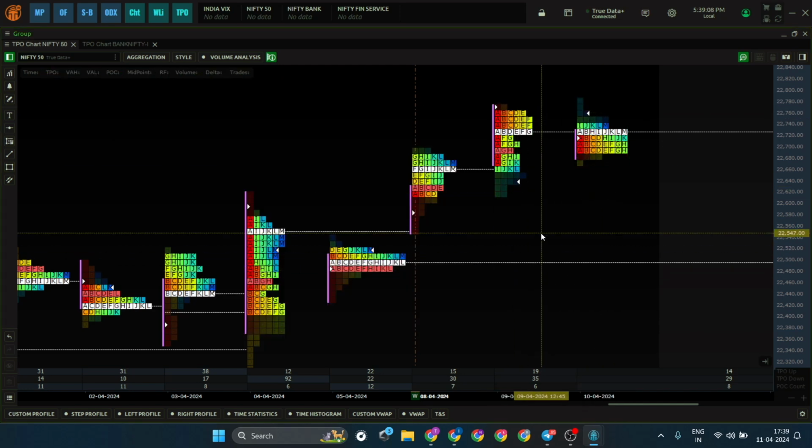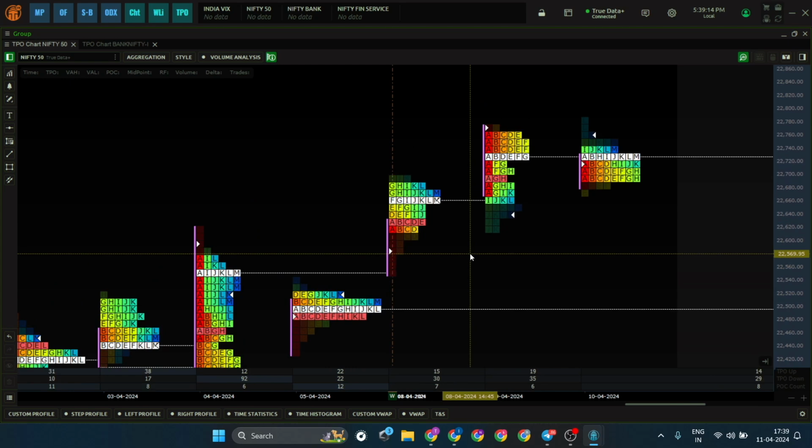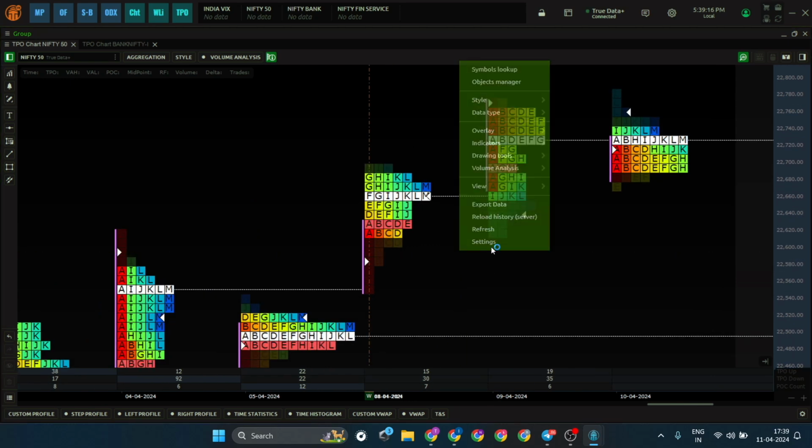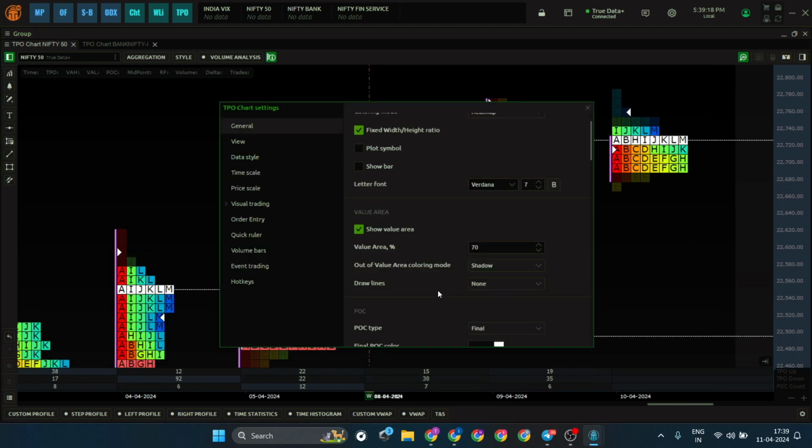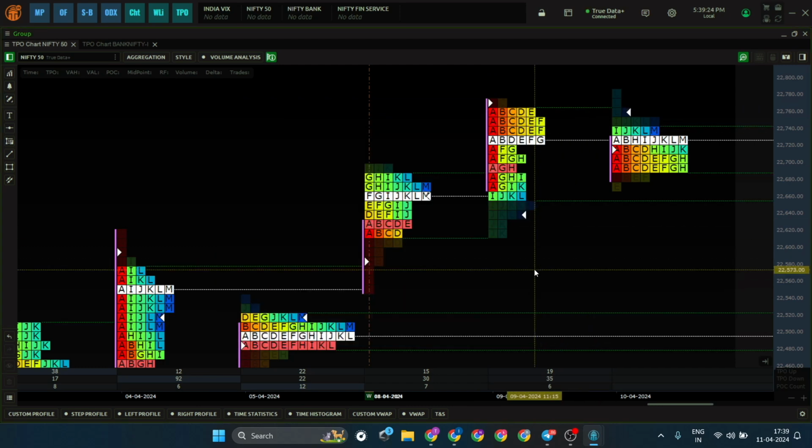Okay, you can experiment with these things, and whichever result suits you best, you can go for that. Now, there are also other aspects. If I go to settings in the value area, you will have draw lines, until intersection, something like this, I can draw the lines.